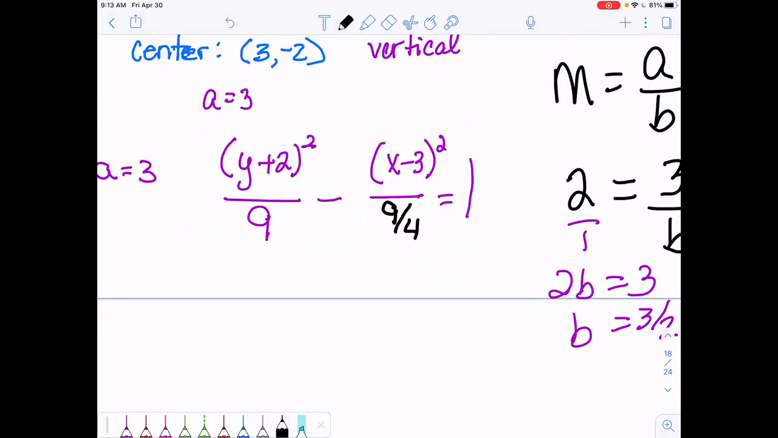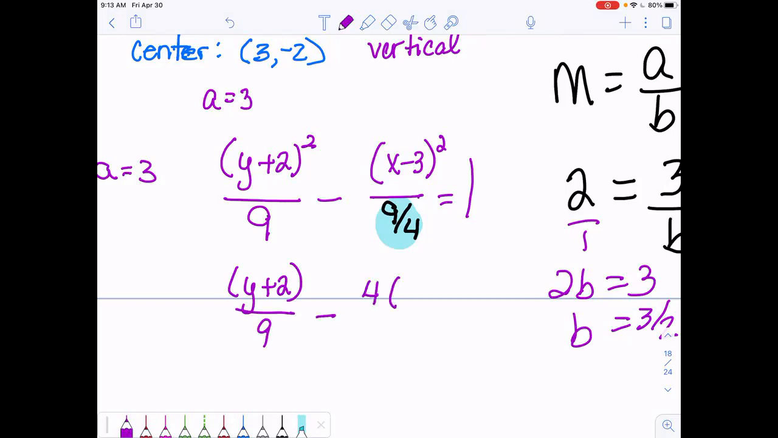So now I have y plus 2 quantity squared over 9 minus x minus 3 quantity squared over 9/4 equals 1. And Hannah, I think, was the one who asked this on Wednesday. Do you really keep it like that? If I was graphing, yes, I'd need that B value to be completely in the denominator when we're graphing. But if we're writing something as an equation, we don't keep a fraction in an equation.